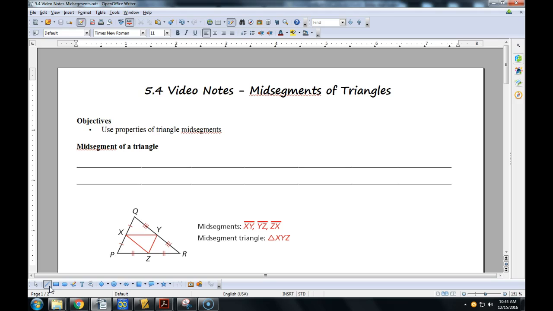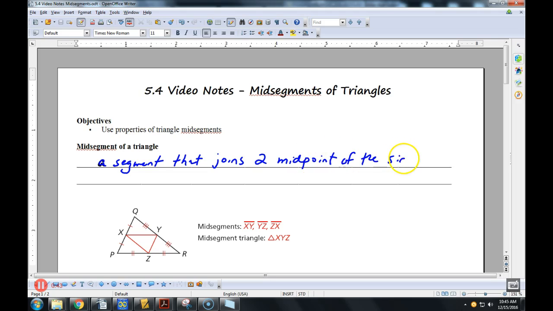It's called midsegments. So the objective here is to use properties of triangle midsegments, and let's define what a midsegment is. It is, let's use blue here. I said blue. It is a segment that joins two midpoints of the sides in a triangle. So basically you come up with two midpoints and you connect them together and you have a midsegment.